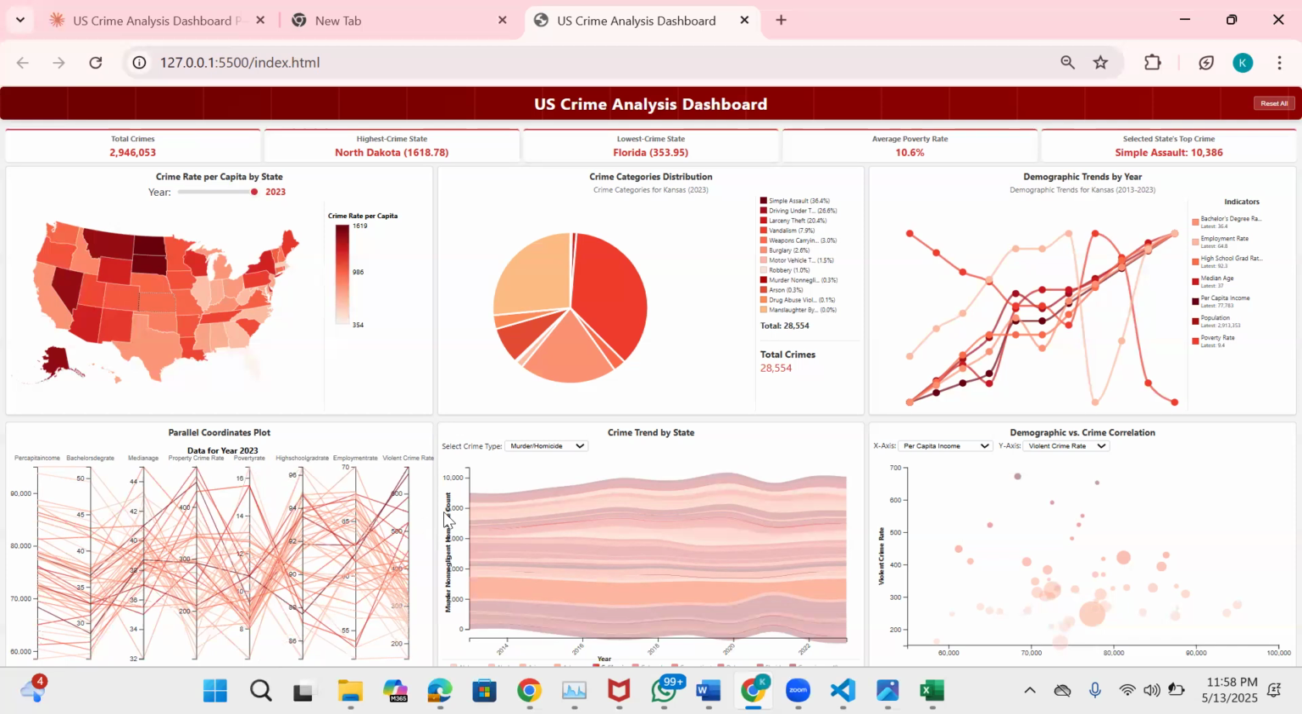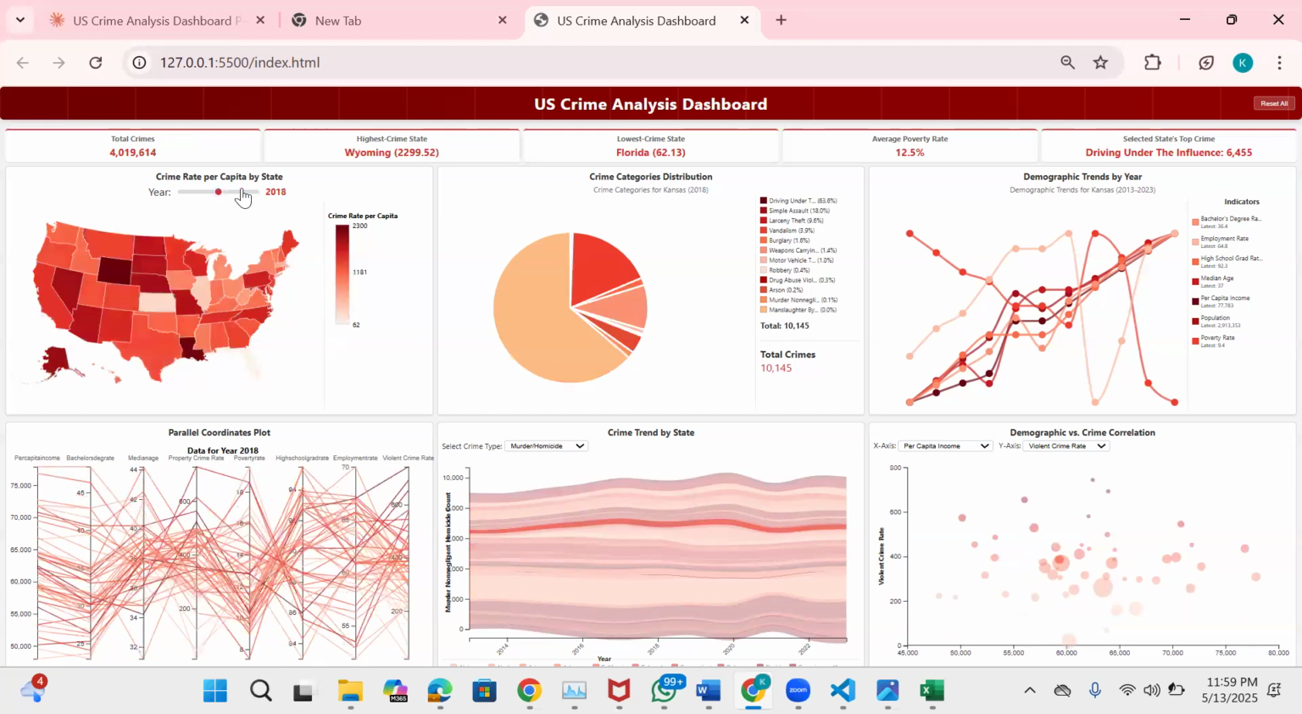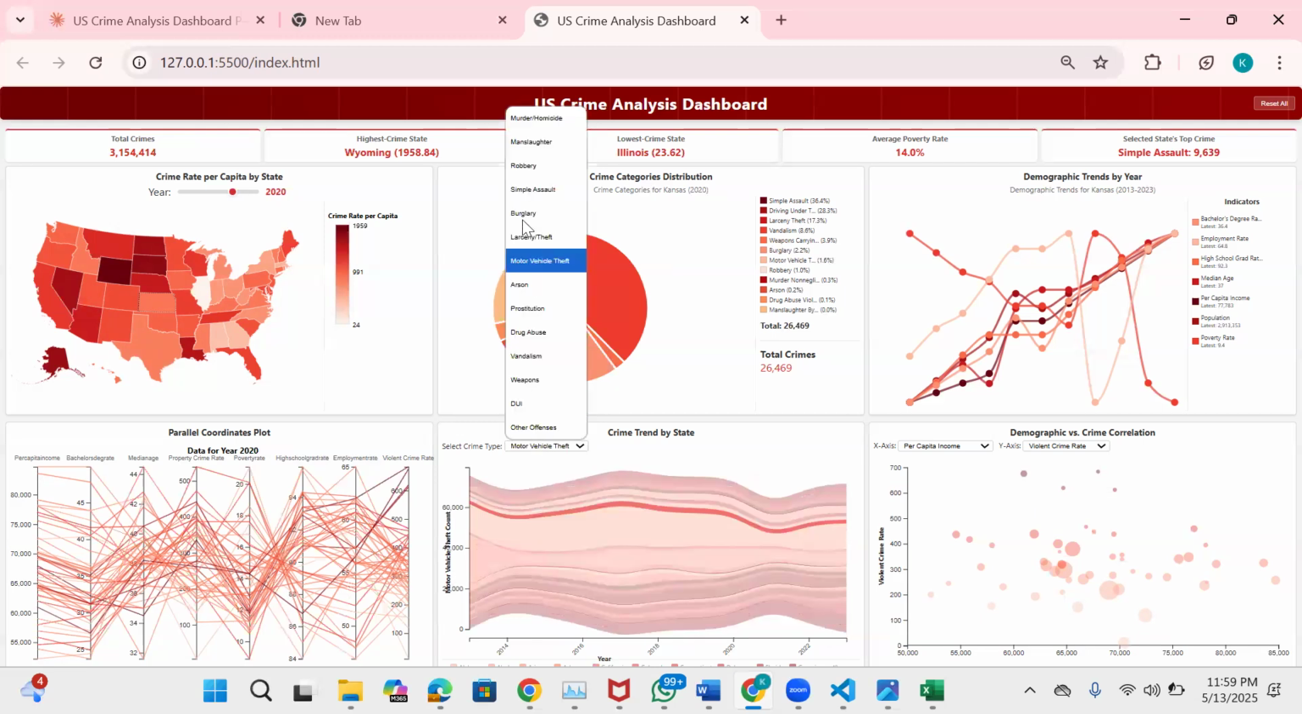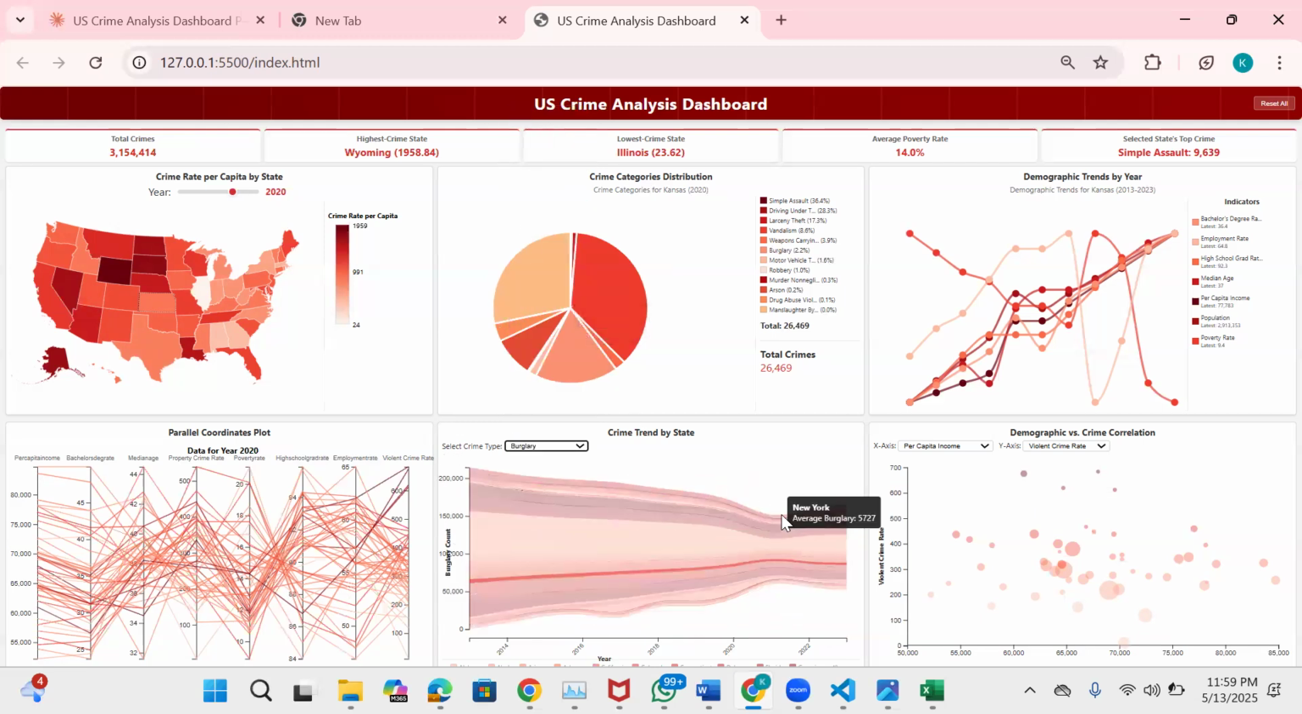The bottom center stream graph shows how selected crime types evolve across states over the period of 2013 to 2023. Each colored band represents a state with thickness indicating crime volume. This visualization reveals that while some crime categories like motor vehicle theft have decreased nationally, others like burglary have declined, reflecting changes in security technology and policing strategy.